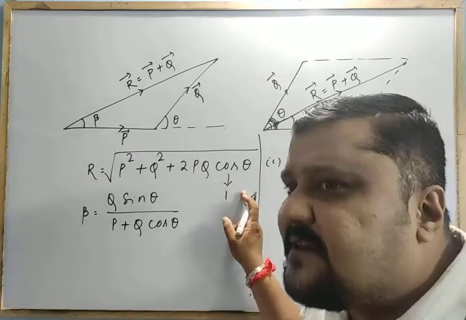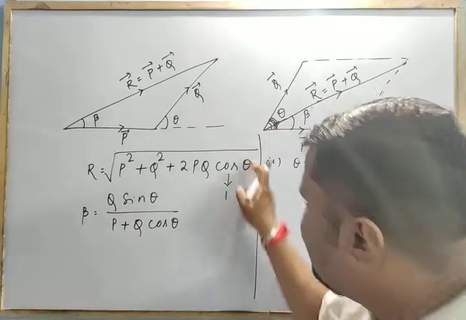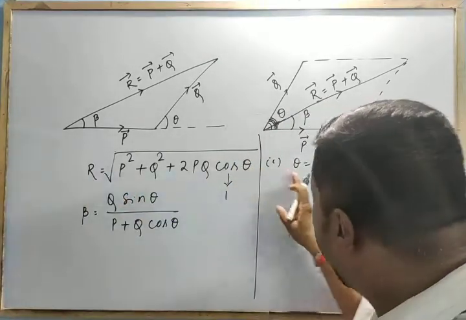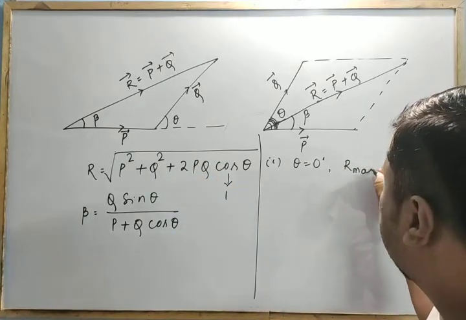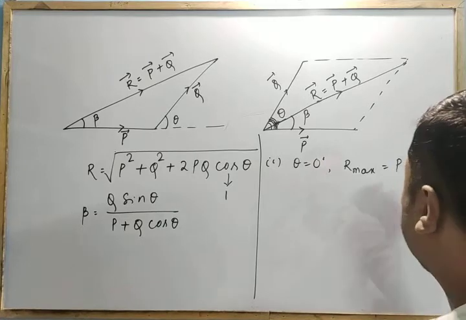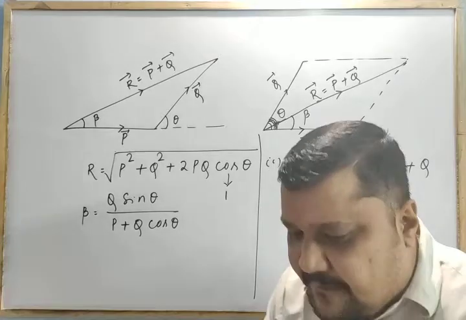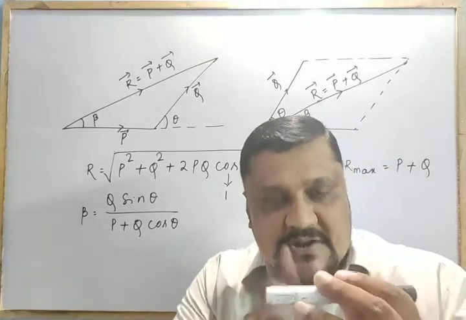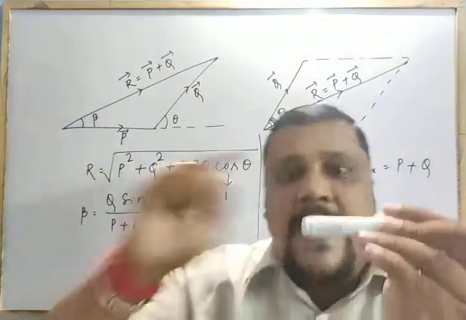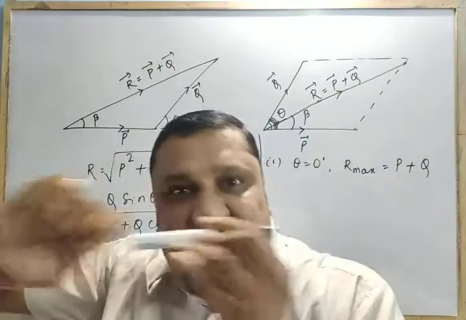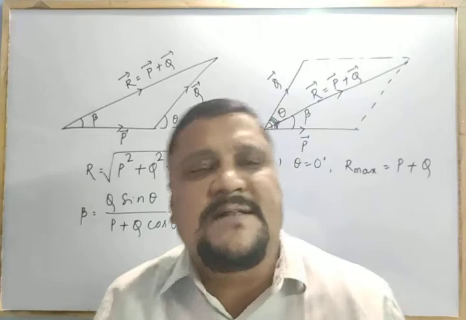And what is the minimum value of cos theta? -1. Cos theta varies from +1 to -1. So when this is maximum, R is maximum. When theta is equal to 0, this is maximum. So R max is equal to how much? Already you know that: the sum of magnitudes, P plus Q. What does it mean? If a body is there, under what condition will we get the maximum effect of the resultant on this body? If the two vectors act on the body in the same direction, theta is equal to 0, then it has the maximum effect of the resultant.